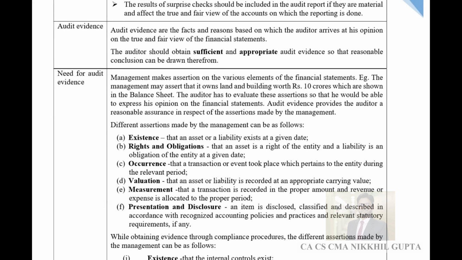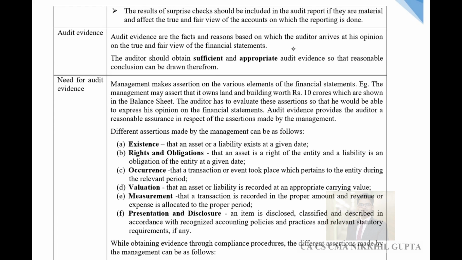Then we come on to audit evidence, and of course in the last chapter we had discussed the three elements of the audit evidence. First, it should be relevant, then it should be reliable, it means you are able to rely on them, then it should be appropriate or sufficient. These are the three elements of audit evidence. Audit evidence should be relevant, it should be reliable, and it should be appropriate.